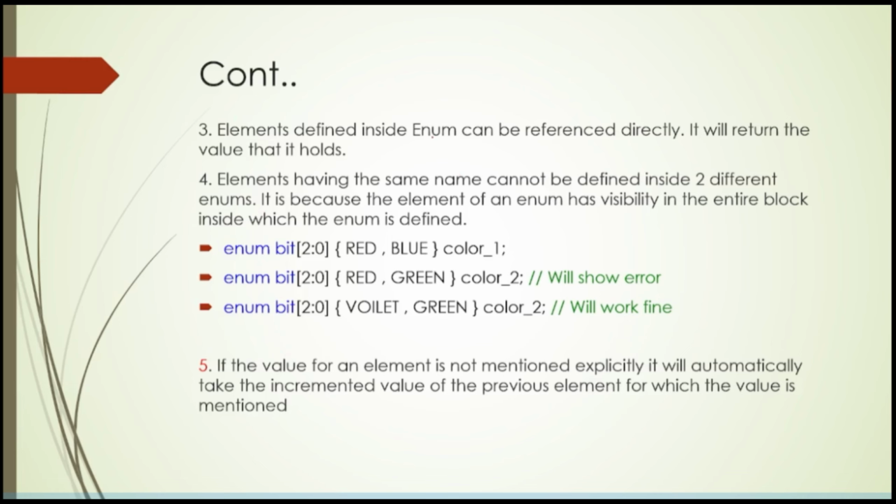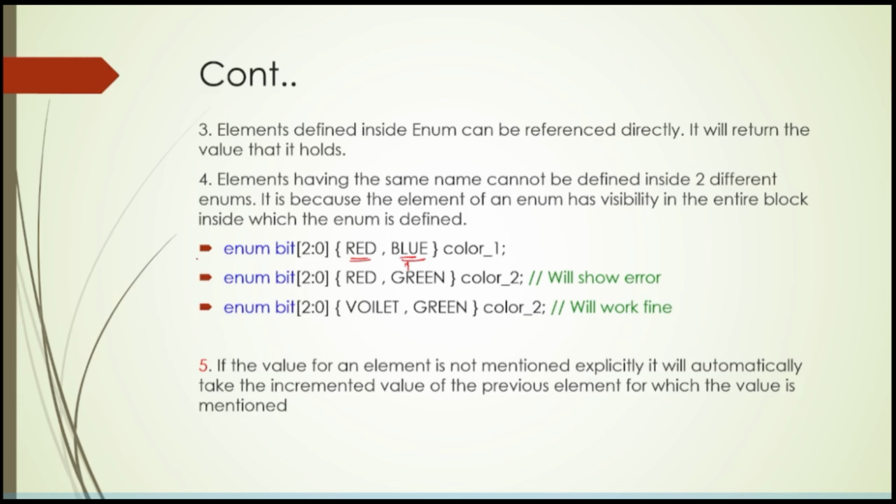Elements defined inside an enum can be referenced directly. It will return the value that it holds. That means when you want to reference the elements, you can reference them. Reference means you can directly call that element, and the value that belongs to that element will come along with it. Okay, clear? Yes. So this is how basically the thing is, right?